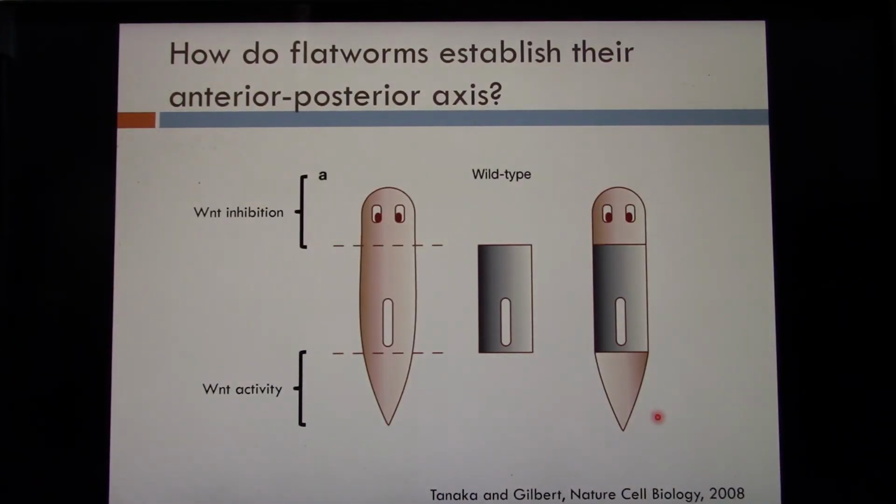So how do flatworms establish their anterior-posterior axis? Remember, anterior is the head and posterior is the tail. Well, it's a Wnt gradient. So up here at the head, we don't want Wnt, no Wnt activity. At the tail, we do want Wnt activity. So if you cut this thing into thirds and you leave only the torso where it has all those clonogenic stem cells, it's going to allow the head to grow here as long as Wnt is absent, and the tail to grow here as long as Wnt is present.